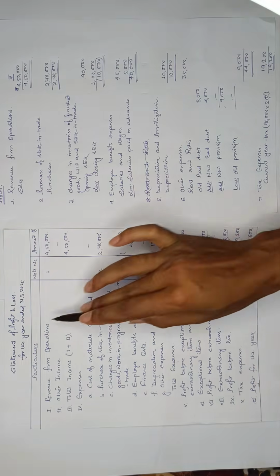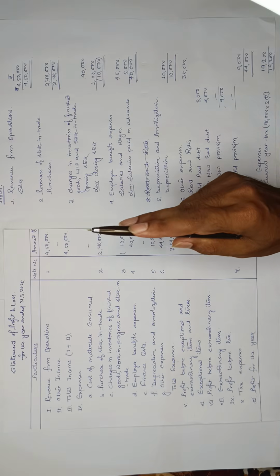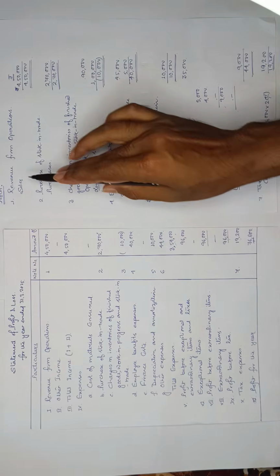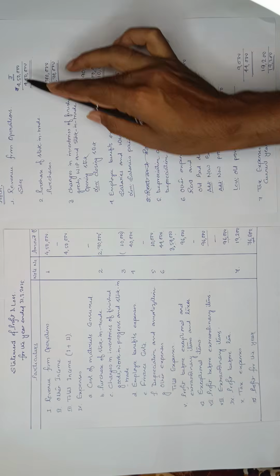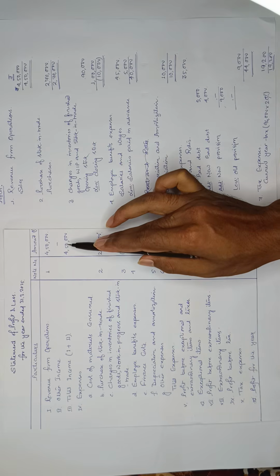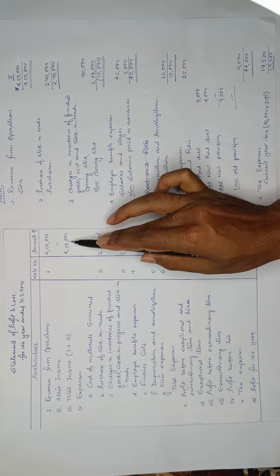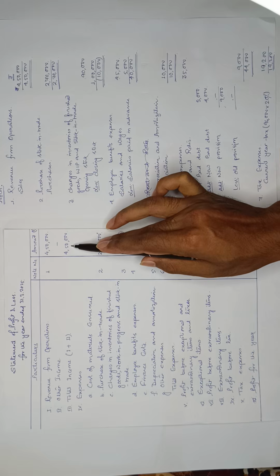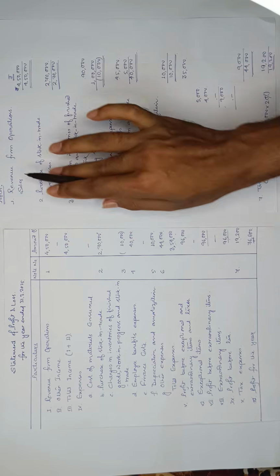Starting with the revenue from operations. We have only one piece of information about revenue from operations, that is sales. For sales, 4,50,000. There is no other information about other income, so my other income is nil. So the total income is 4,50,000.